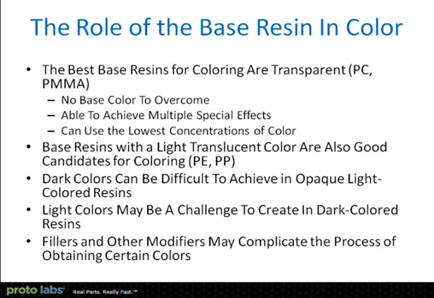Then we have base resins with a light translucent color, which are also good candidates for coloring, such as polyethylene and polypropylene. And then we get into things that can be a little more challenging. Dark colors can be difficult to achieve in opaque light-colored resins, and I'll give an example of that. And light colors can be a challenge to create in dark-colored base resins. And if we incorporate a lot of fillers and other modifiers, such as calcium carbonate or talc, which are both white, or impact modification or flame retardants, all of which tend to have that whitish color, then this is going to create some challenges in terms of moving the color in the direction we want from a color aesthetic standpoint.